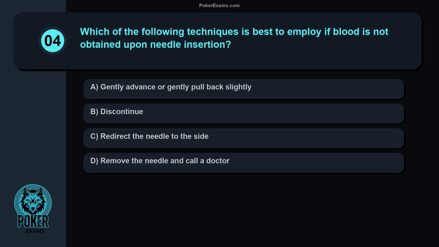Question 4. Which of the following techniques is best to employ if blood is not obtained upon needle insertion? Gently advance or gently pull back slightly. Discontinue. Redirect the needle to the side. Remove the needle and call a doctor.